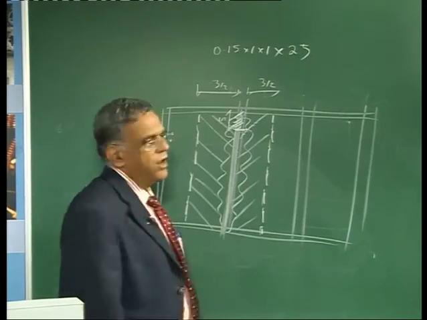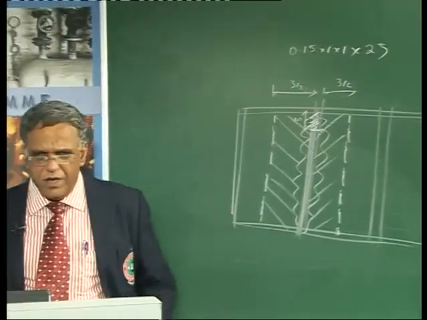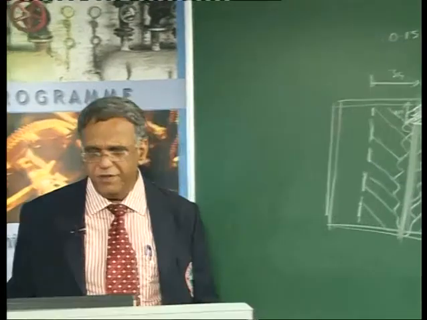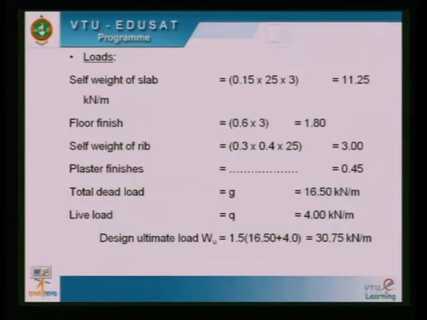Therefore, now the self weight of the slab, or the load on the beam because of the self weight of the slab, is nothing but 0.15 into 25 into 3, that comes to 11.25 kilonewton per meter. That 3 is nothing but half of the slab on this side and half of the slab on the other side. Next, we have the floor finish, 0.6 kilonewton per meter square into 3.